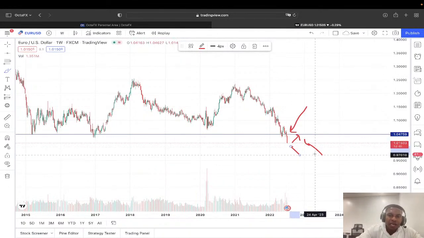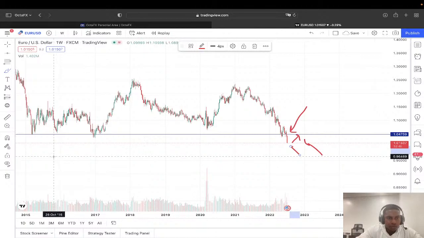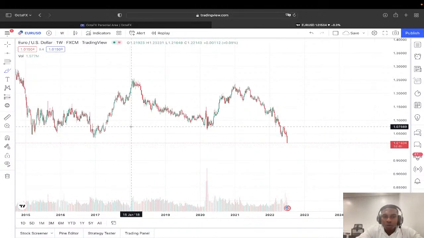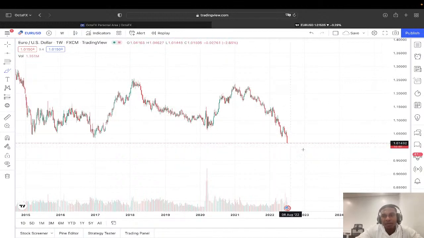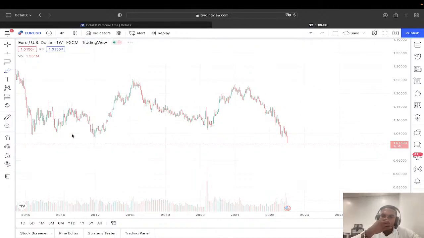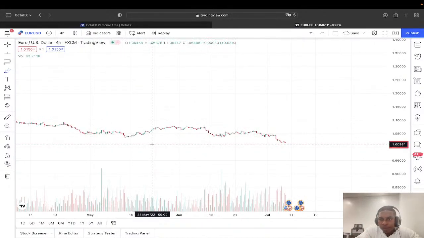However, the pullback might have occurred on a lower time frame, and that is why we are here. So you see this here now, we are shorting the market. So let's go to the 4 hours time frame to see more clearly what is happening.